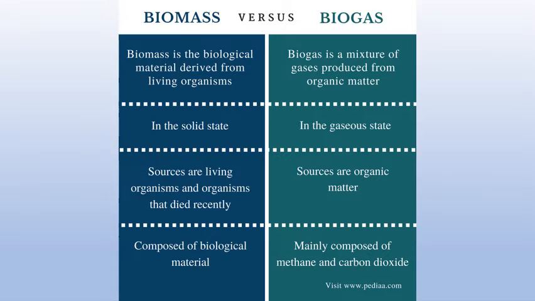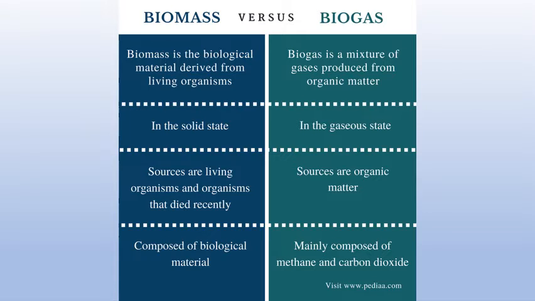So biogas and biomass will sound very similar, but they are actually very, very different. Biomass is the biological material derived from living organisms, while biogas is a mixture of gases produced from organic matter. Biomass is actually the combination of many different ways in which we can convert feedstock into energy. Biogas is one of the many processes, and it is actually the resultant gas, the end product. So biomass is solid state, biogas is gaseous state. Biomass is composed of biological material, while biogas is composed of methane and carbon dioxide. Biomass comes from living organisms and organisms that died recently.